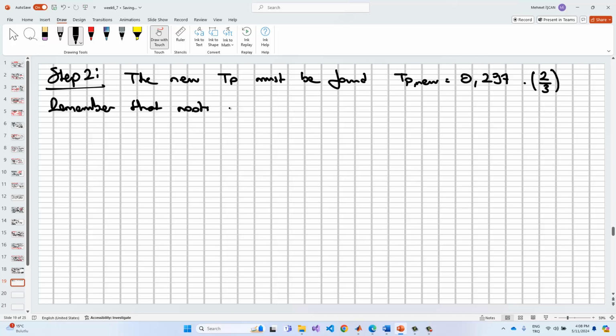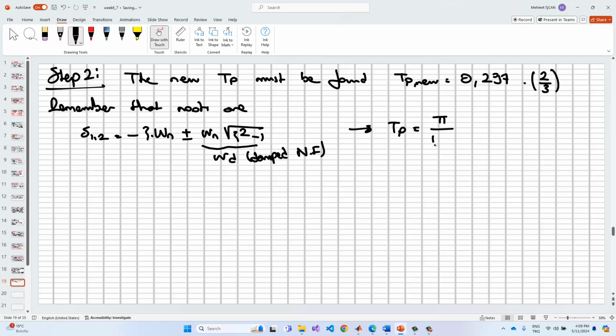roots are S1 and 2 equal minus zeta omega n plus minus j omega n square root of 1 minus zeta squared. Okay, and so this is the omega d, damped natural frequency, right? And so just remember the formulation of the TP. The TP can be calculated with pi divided by omega d in the second order representation. And so the omega d can be found with pi divided by TP, right? These are the basic formulations for calculation of the omega d.